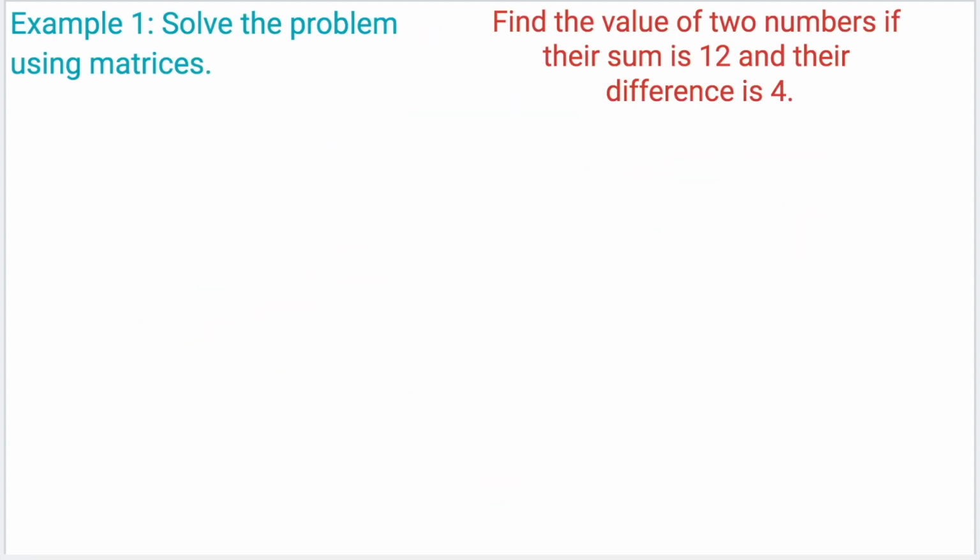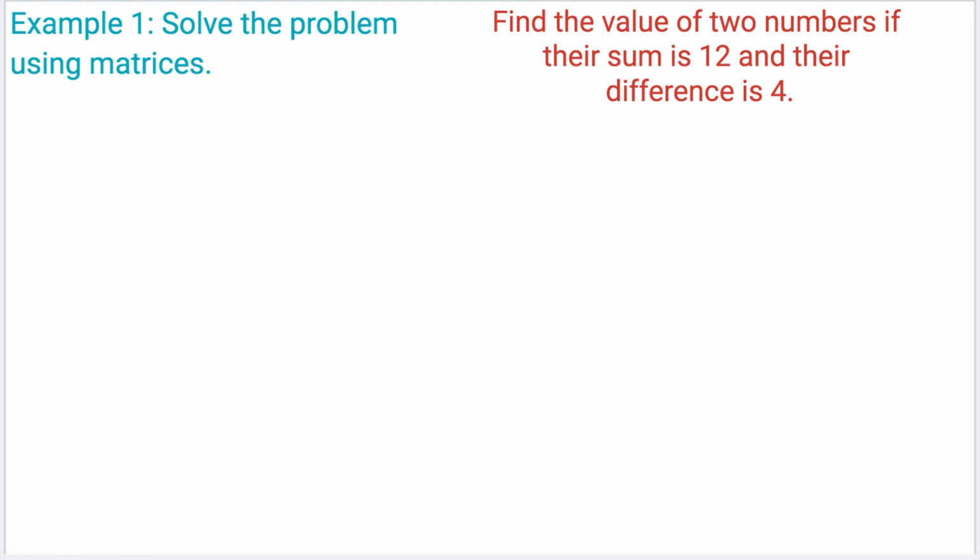The next couple of problems are going to be word problems, and we're going to be using matrices to solve them. The first question: find the value of two numbers if their sum is 12 and their difference is 4. This word problem is pretty easy. You don't have to use matrices. You can just use a guessing method and you'll get the answers pretty easily. But we're going to focus on matrices so that we can practice how to find a determinant, how to figure out if a matrix is invertible, how to find an inverse, and then obviously how to solve a word problem using matrices. So let's go ahead and solve this problem.